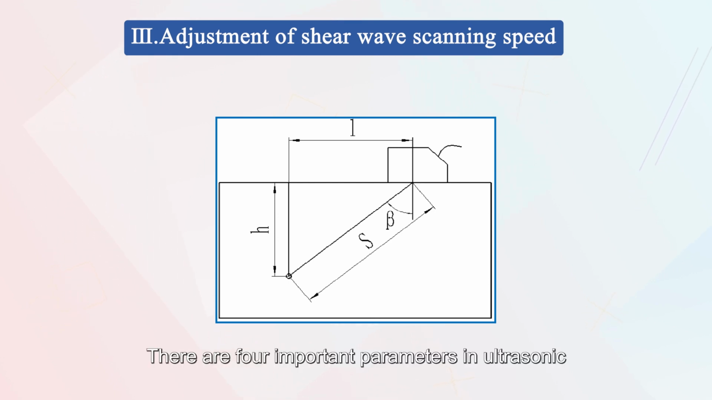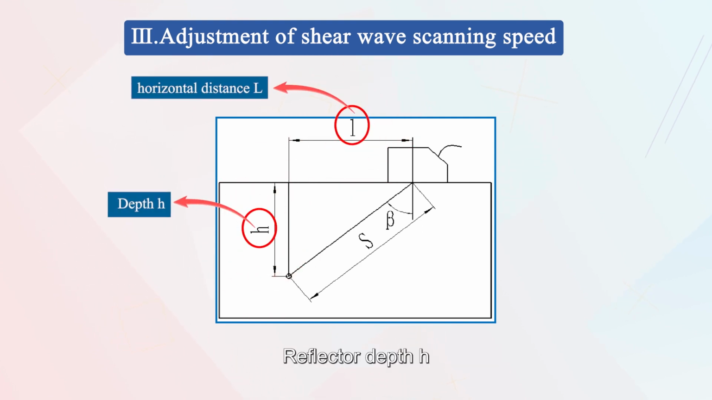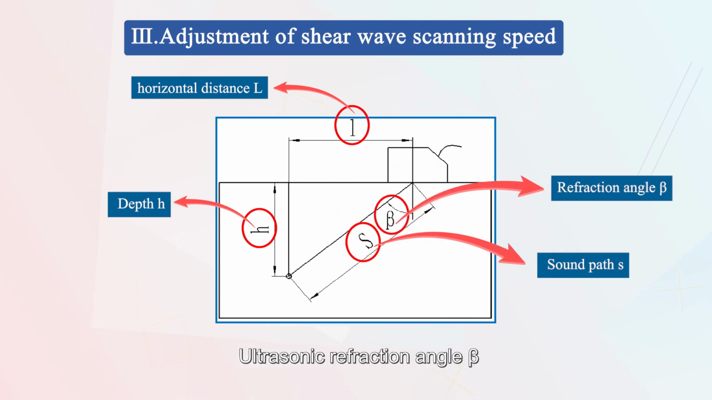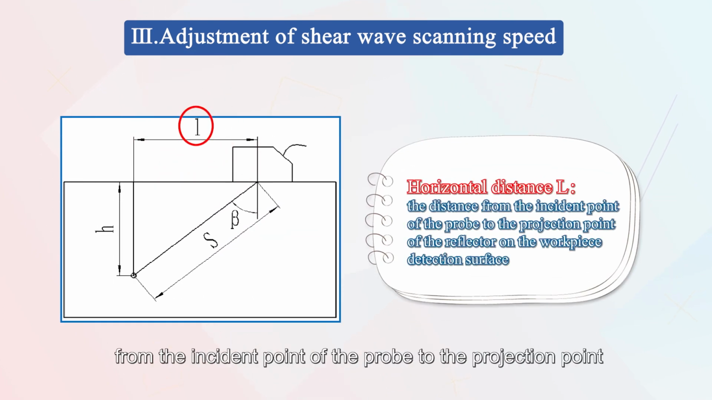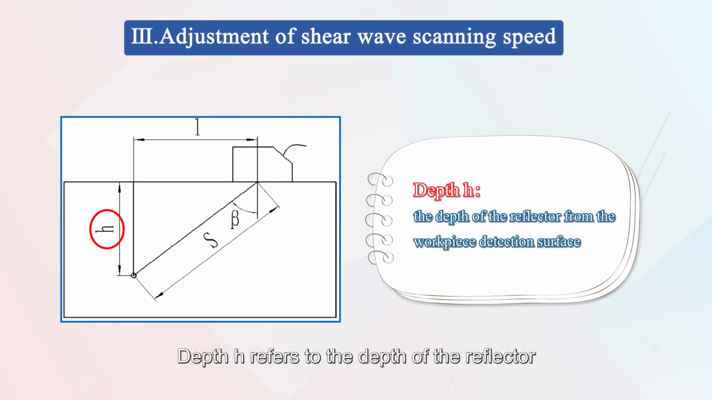There are four important parameters in ultrasonic transverse wave flaw detection: horizontal distance L, reflector depth H, ultrasonic sound path S, and ultrasonic refraction angle beta. Horizontal distance refers to the distance from the incident point of the probe to the projection point of the reflector on the workpiece detection surface. Depth H refers to the depth of the reflector from the workpiece detection surface.